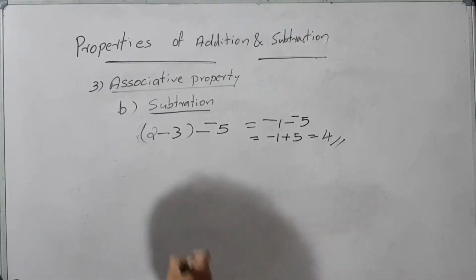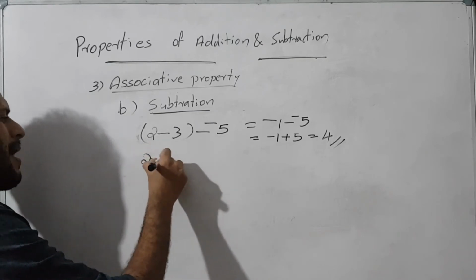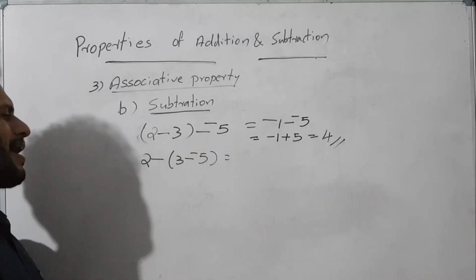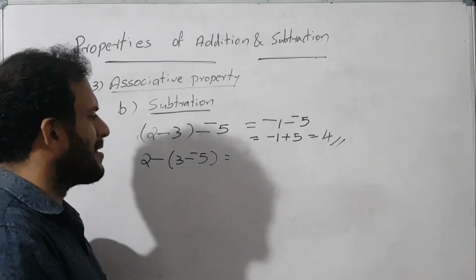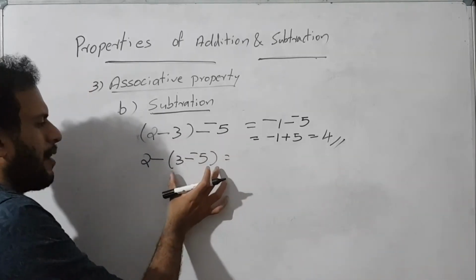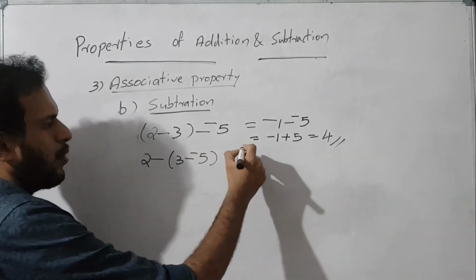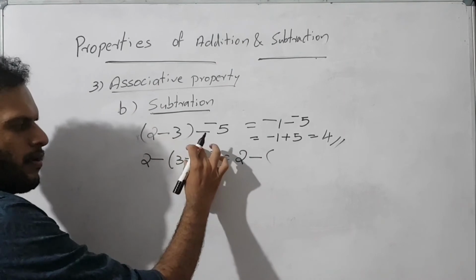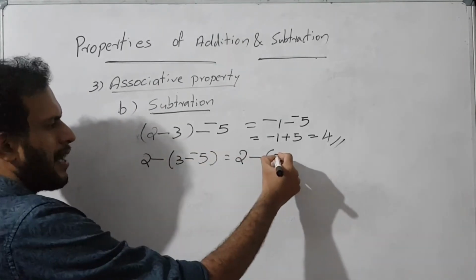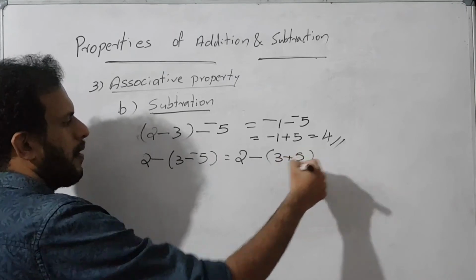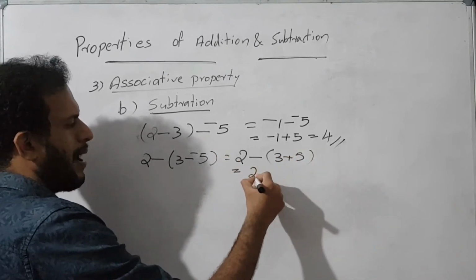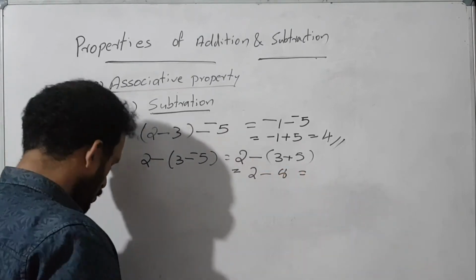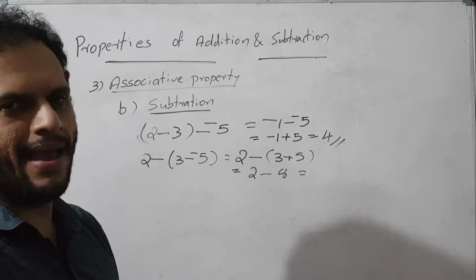Next we change the order like this: 2 − (3 − 5). What is the change? We want to do first the work inside the bracket. So 3 − 5 means minus 5 becomes plus 5, giving 3 plus 5, which is 8. Correct? So 2 minus 8. What is 2 minus 8?